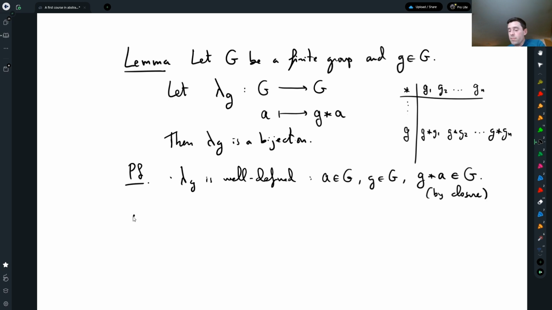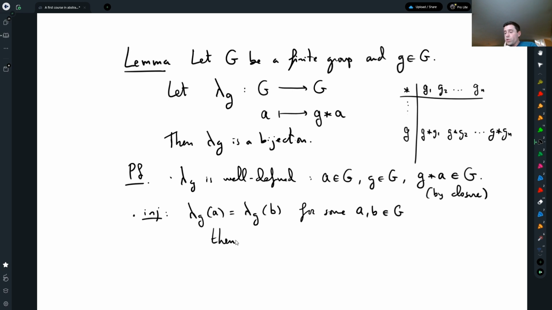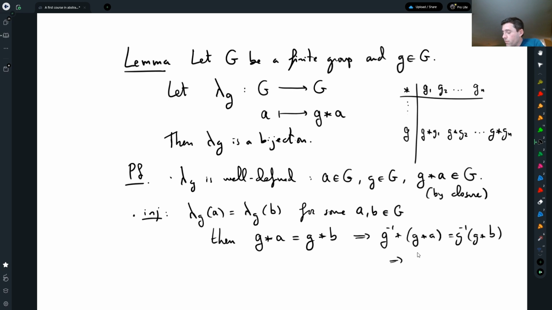Now, I want to show that lambda_g is injective. How do I show that this is injective? So suppose that I have lambda_g of a is the same as lambda_g of b for some a and b in G. Then what I would get is that g times a is the same as g times b. But then by the existence of the inverse of g, I can multiply both sides by that inverse. And that would imply that, if you cancel out the g and the g inverse on both sides, that a is equal to b. And that tells me that the map is, in fact, injective.